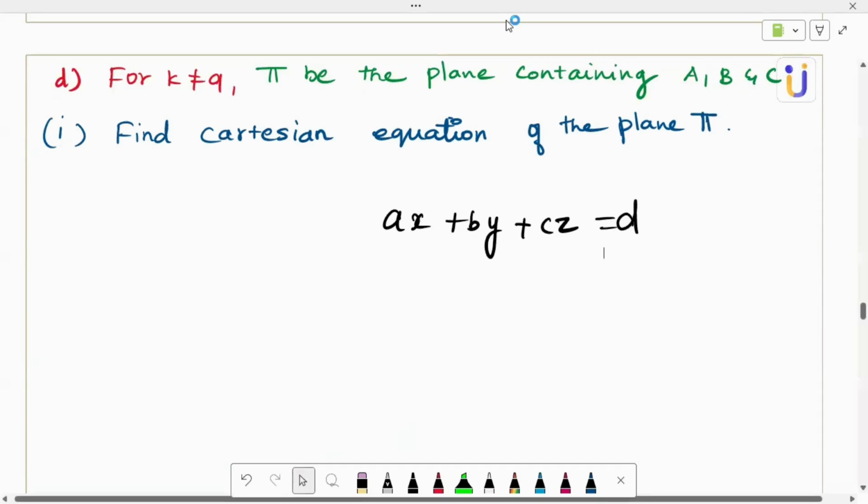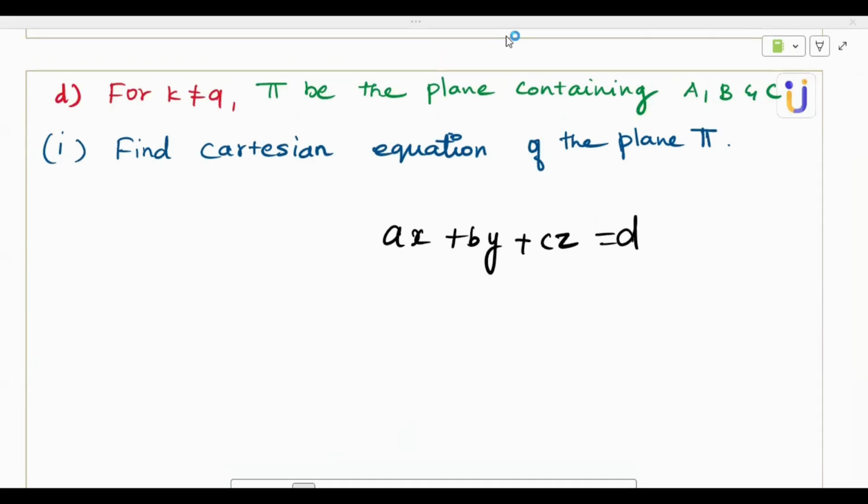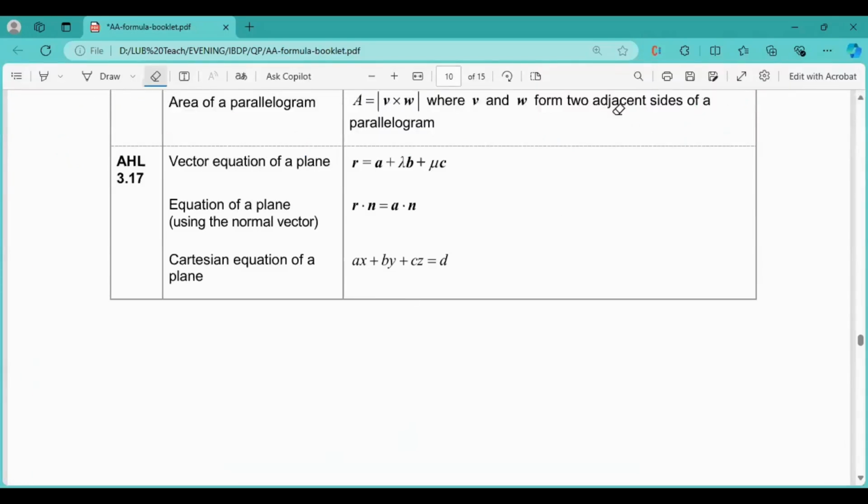So the vector equation of a plane, let me share the formula sheet quickly. This is the Cartesian equation. Yes, we need to find it, but obviously we'll focus on this formula first. This is the vector equation: r equals A plus lambda B plus mu C, where A is a fixed point, and B and C should be two non-parallel vectors. That's the condition. So let's substitute the same formula into this problem.